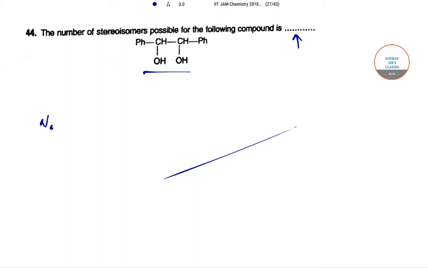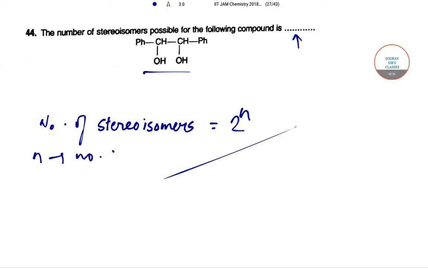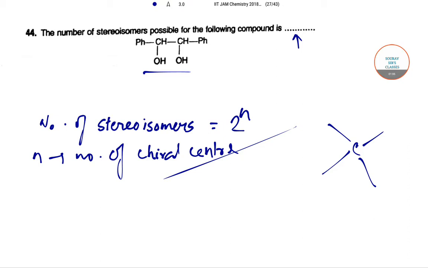Now we know that the number of stereoisomers is equal to 2 to the power n, where n represents the number of chiral centers, and a chiral center, as we know, is a carbon atom with 4 different groups attached to it. So this will be a chiral center.